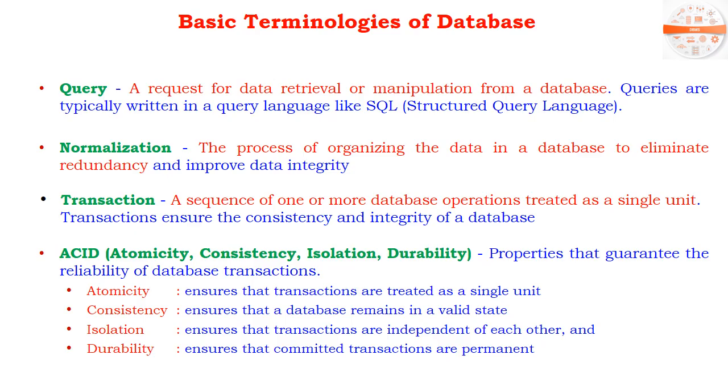The first one is atomicity. What is atomicity? It ensures that transactions are treated as a single unit. And the next one is consistency. It ensures that the database remains in a valid state before and after the transaction. Isolation. It ensures the transactions are independent of each other. And the next one is durability. It ensures the committed transactions are permanent.